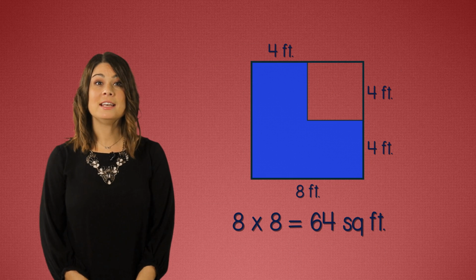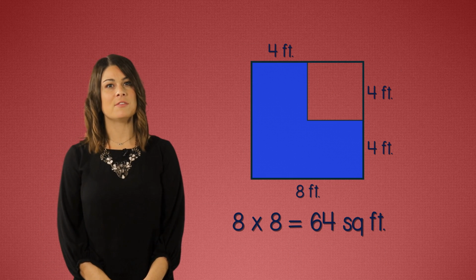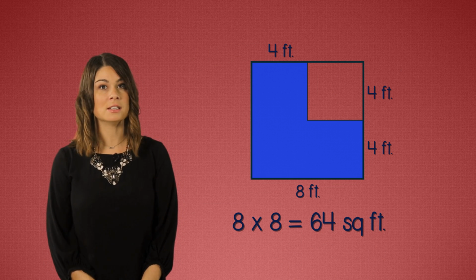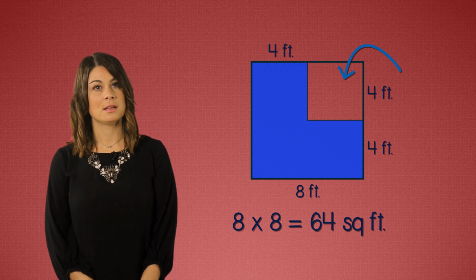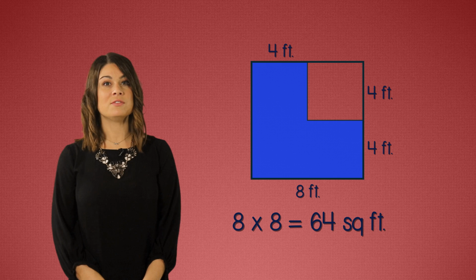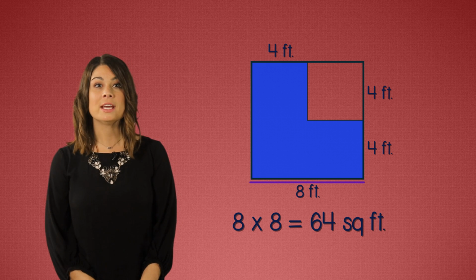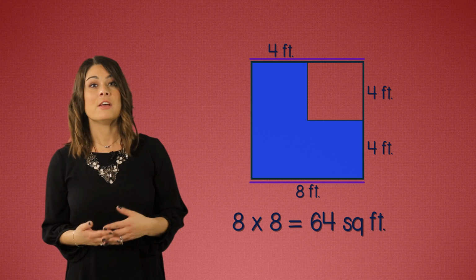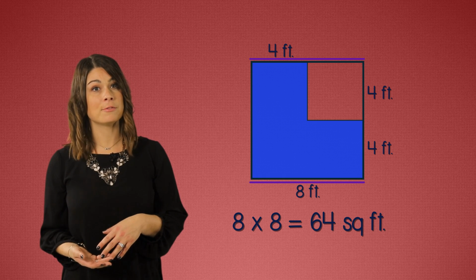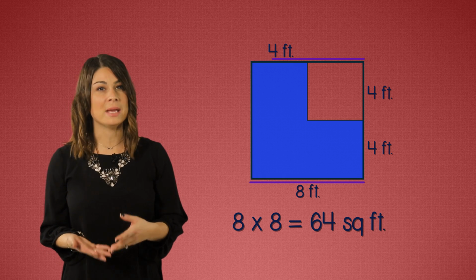Very good. Now, how do we find the area of the smaller, unshaded rectangle here? Let's start by finding the length and width. If we know that the length of this side is 8 feet, we can also say that this side is 8 feet in length. If we subtracted this part, 4 feet, how long is the remaining length?